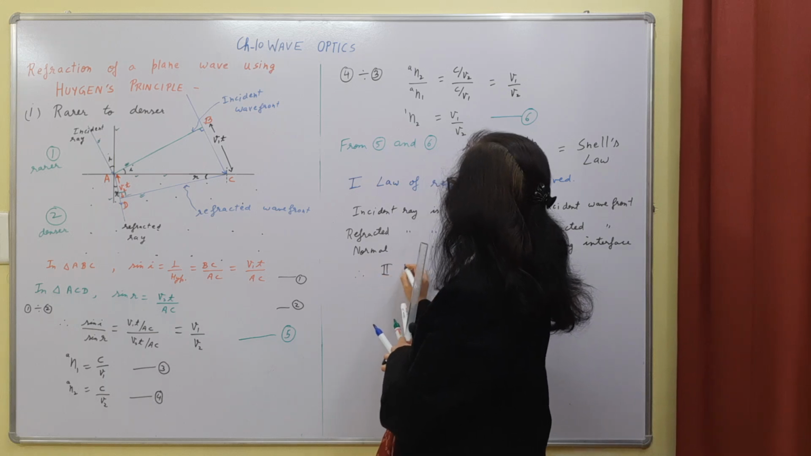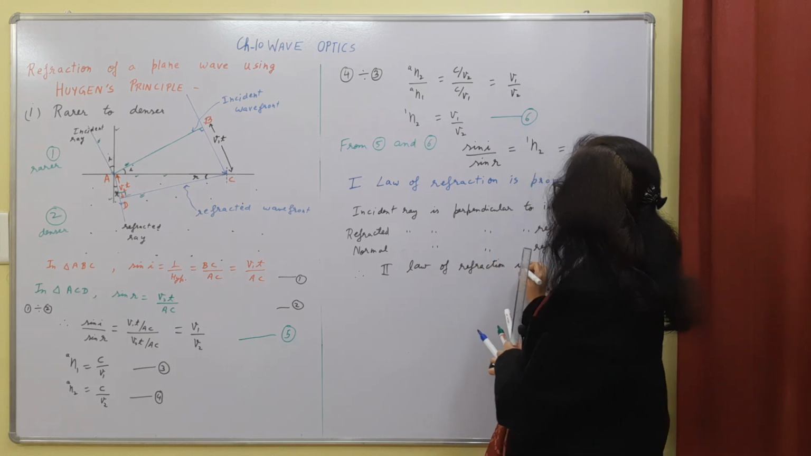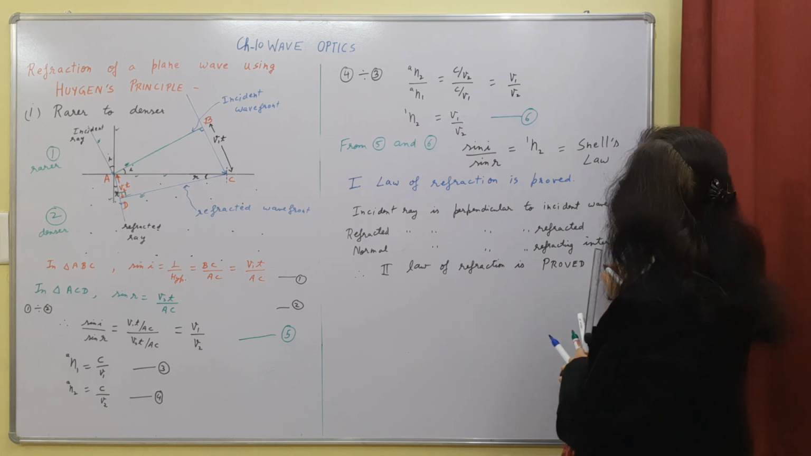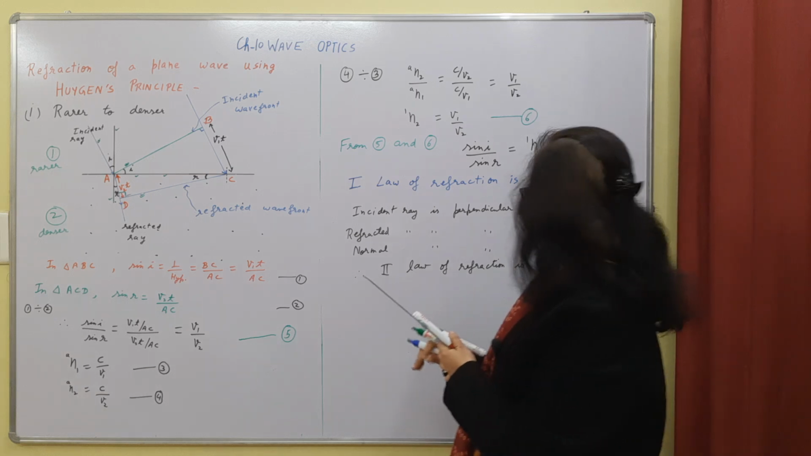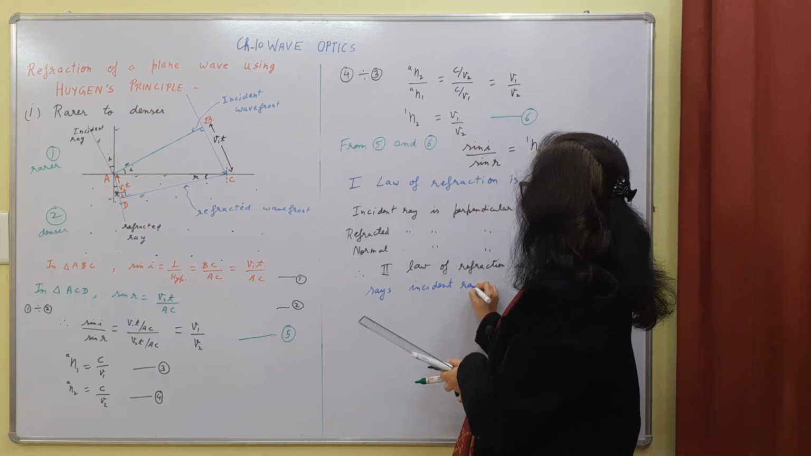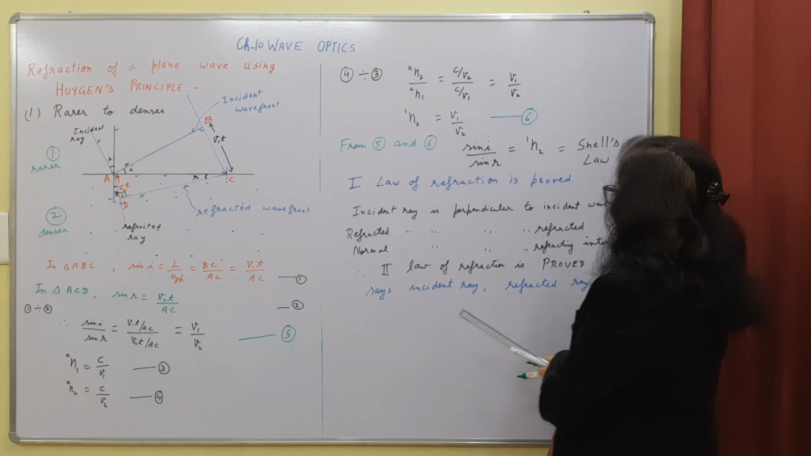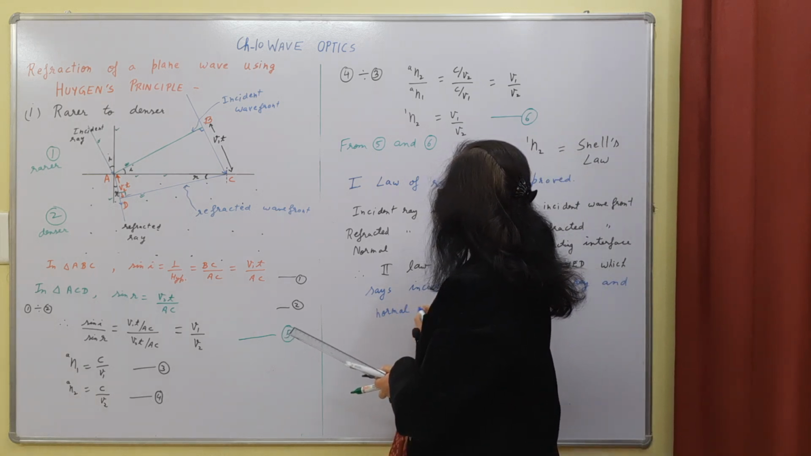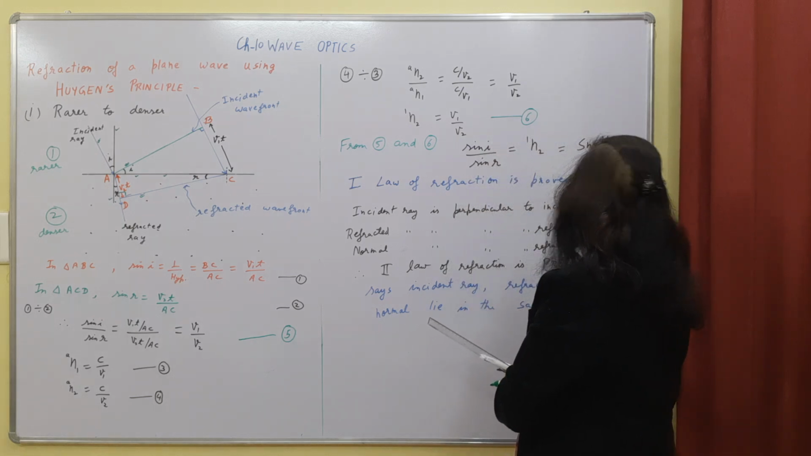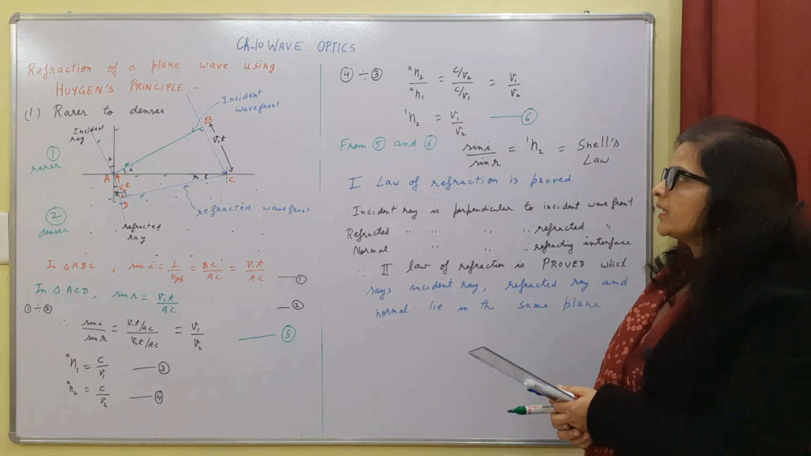Therefore, second law of refraction is proved, which says incident ray, refracted ray and normal lie in the same plane, right?